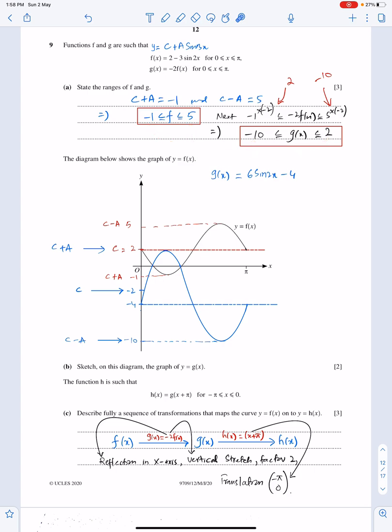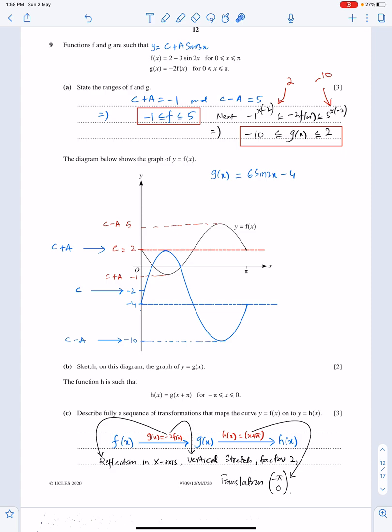Or you can get the range of g in this way. First get g. g is minus 2f of x. Now work for c plus a and c minus a. c plus a is 2 and c minus a is negative 10. So the range is minus 10 to 2. You have both the options. You can do it in any way.